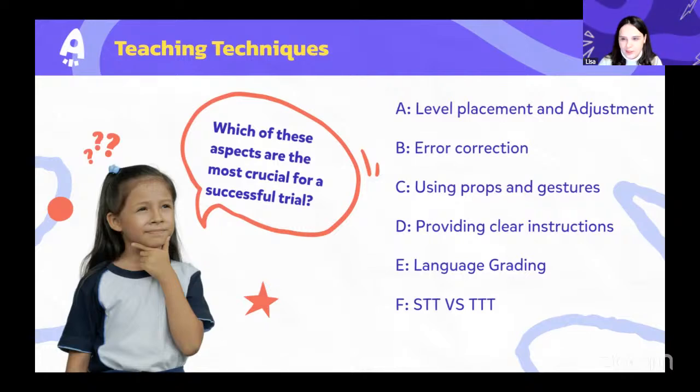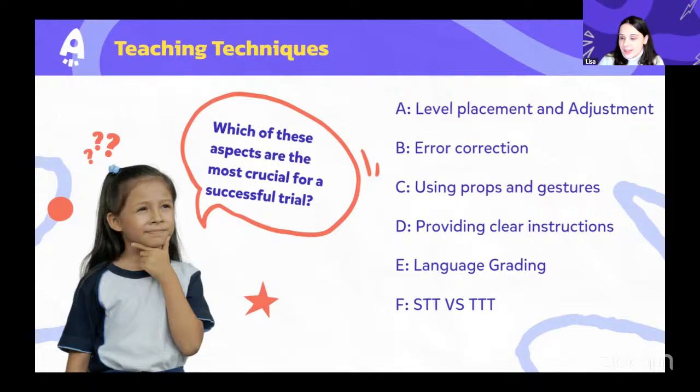Okay, definitely 100% valid. We do have a lot of answers in the chat. So ABE, it's level adjustment, error correction, and language grading. Okay, also we have BDE, which also includes providing clear instructions. Definitely all aspects are important, 100%, but there are some that have a higher impact on the trial lesson quality than others. At least in the eyes of the parents, we understand that they are the ones who are making the decision about future classes.